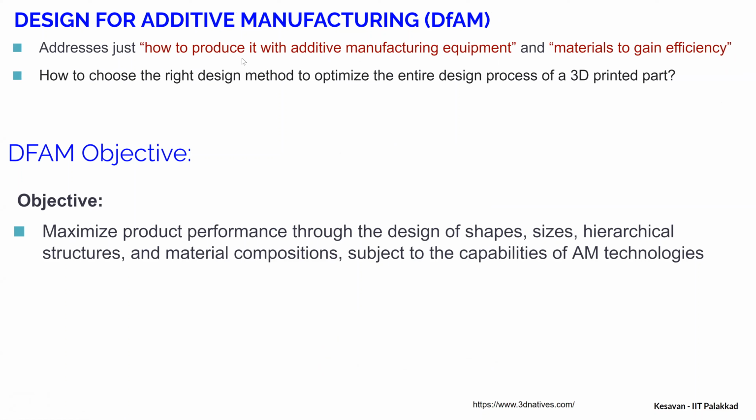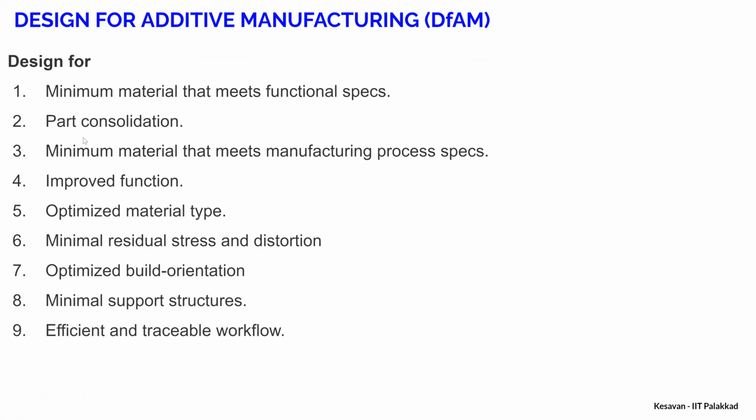The objective here is to maximize the product performance through the design of shapes, size, hierarchical structure, and material compositions, subject to the capabilities of AM technologies. This is the objective of DFAM, design for additive manufacturing. There are 9 cases, and I'll explain all of them with examples. I'll take the first example, that is minimum material that meets the functional specifications.